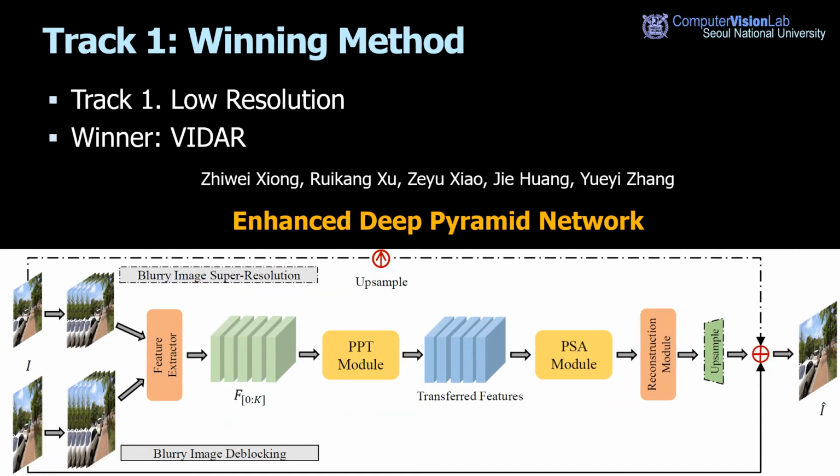The first place in Track 1 was won by VIDAR team. They proposed enhanced deep pyramid network adapting EDVR for image deblurring with joint artifacts. We note that they also achieved good scores in Track 2.